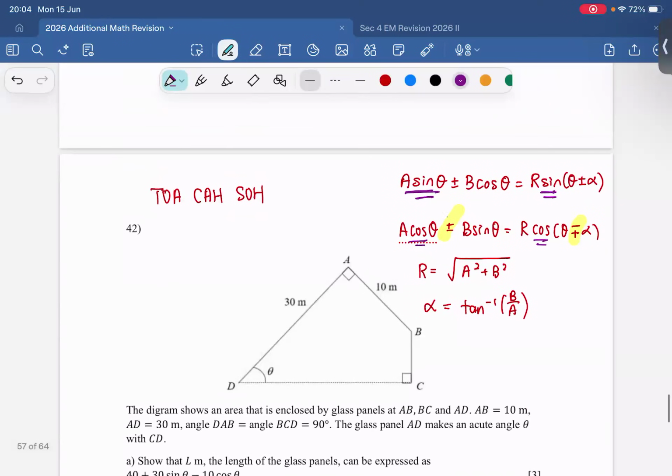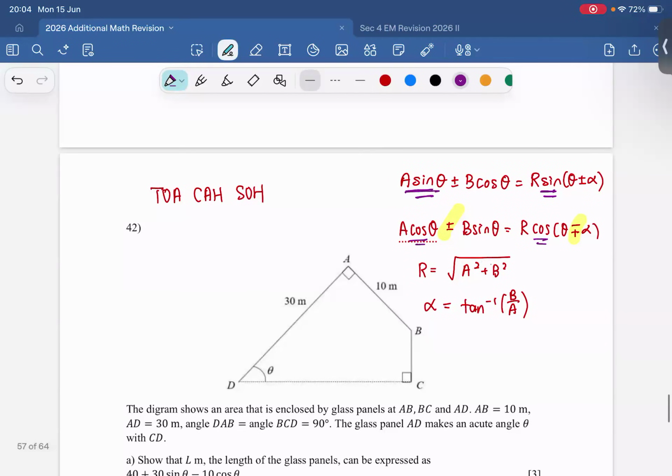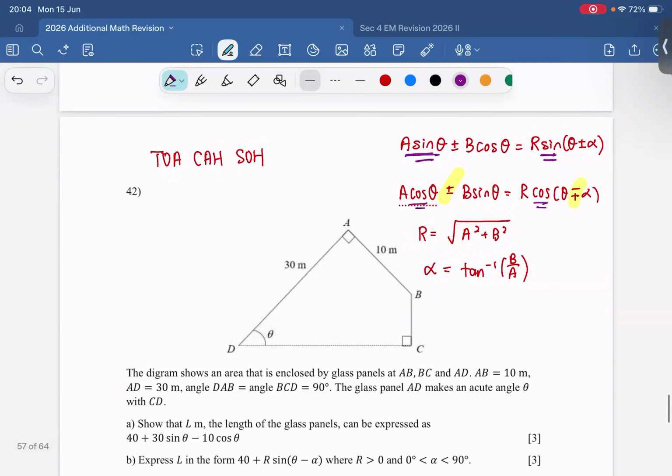Okay, what you need to take note is cosine is plus minus, then this part is minus plus. Also, don't worry too much because the question will give it to you. Then your R is just equal to the square root of a square plus b square, and alpha equals tangent inverse b over a. And normally the first part of the question, they always ask you to show something, prove something, and we use the R formula to do that.